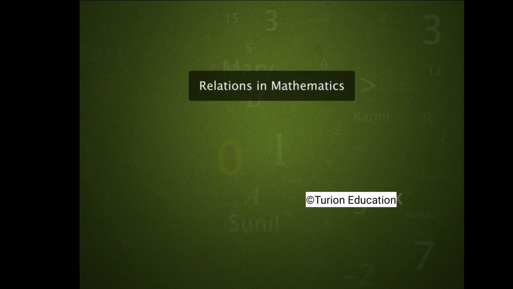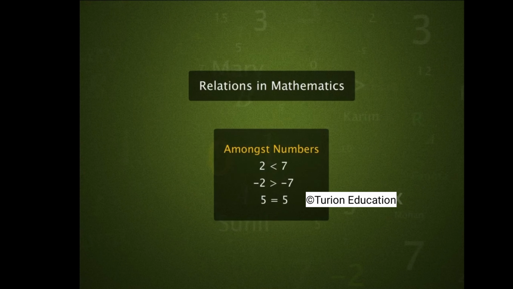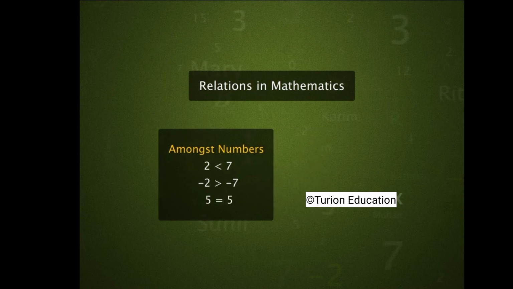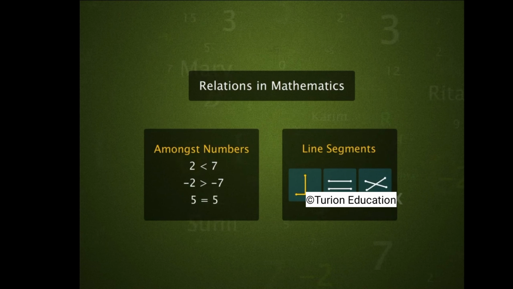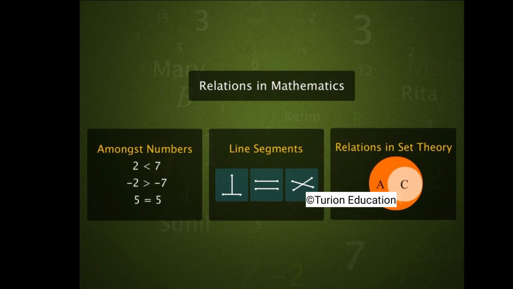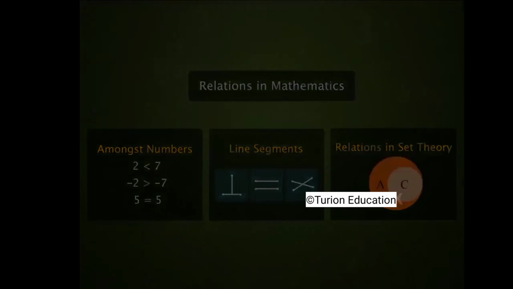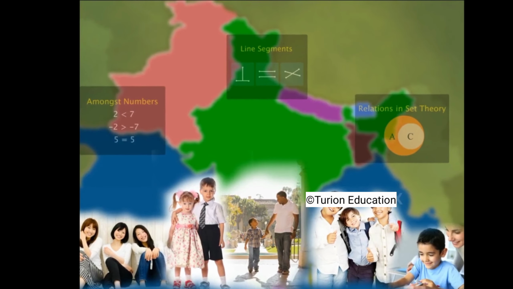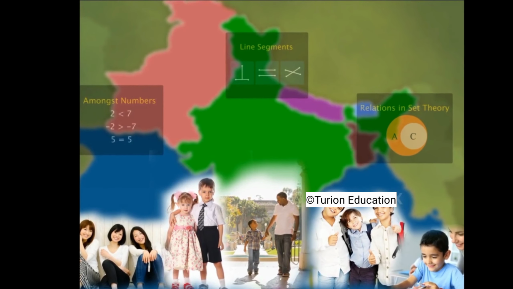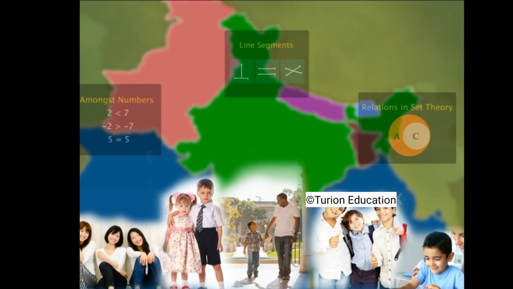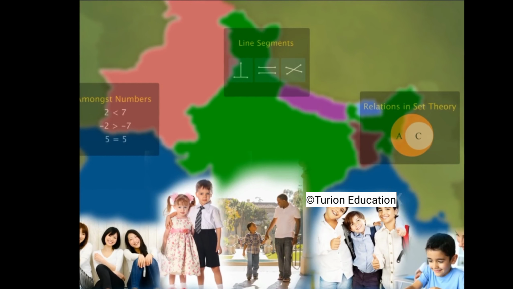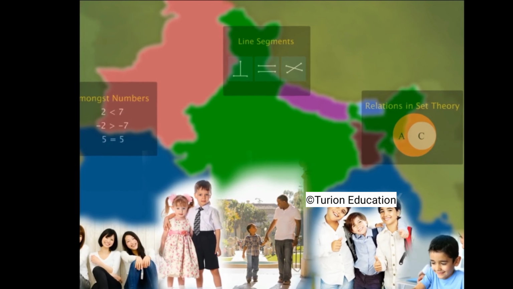Likewise, there are relations in mathematics as well. Amongst numbers, we talk about less than, more than, equal to. Amongst line segments, we have perpendicular to, parallel to, intersecting, etc. Similarly, in set theory, we have subset and superset relations. Did you notice that in all these cases, relations indicate the existence of certain connections between the pairs of objects? Let's look into the mathematical relation of one non-empty set to another non-empty set in detail.